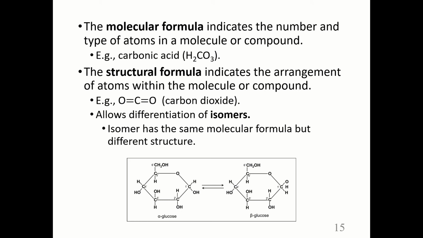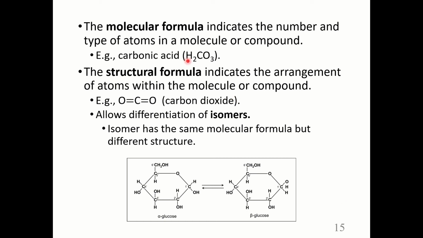The molecular formula indicates the number and type of atoms in a molecule or compound. An example is carbonic acid, depicted as H2CO3. We'll see carbonic acid in the blood when we talk about buffers in a moment with the bicarbonate ion. I'll also show you the bicarbonate ion's molecular formula. But for here, let's talk about what we're seeing in carbonic acid.